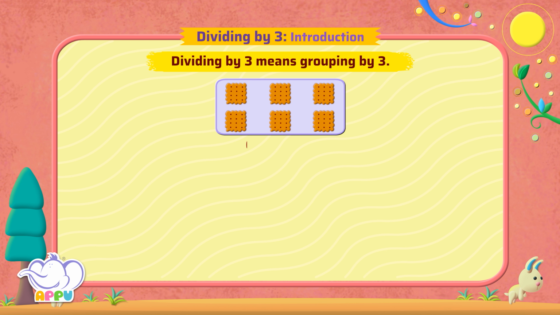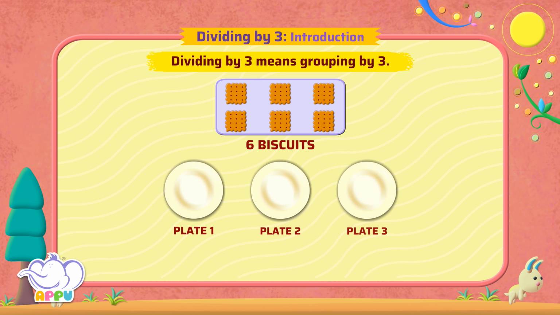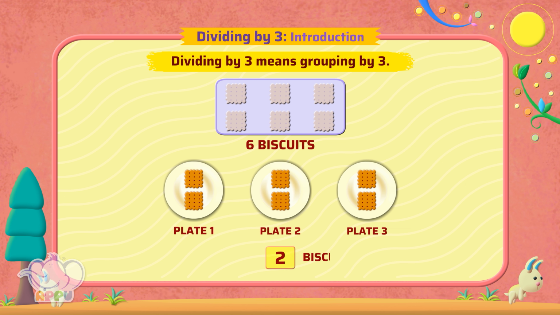Let's divide 6 biscuits in 3 plates. What do we get? We get 2 biscuits in 3 plates. So the answer is 2. We divide by 3 when we want to group objects equally in 3 groups. Fine!